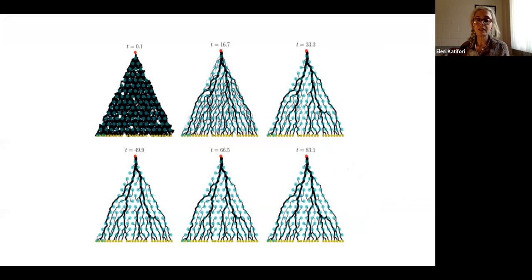So we do that, and we start with a domain, which in this particular case is triangular. It doesn't really matter. And we use the adaptation equation, and we run it in time, and we see that we start with something which is not very well organized in the beginning, and we end up with something hierarchical in the end.